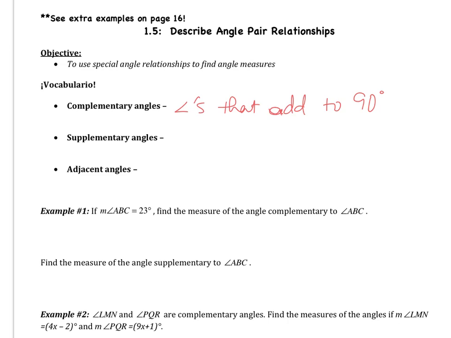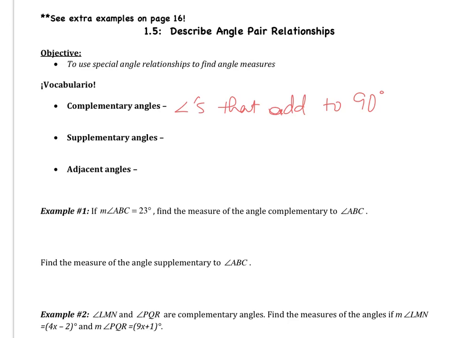Okay? All right? So yesterday we talked about the idea of acute angles, which are less than 90 degrees. So is it possible for an obtuse angle and an acute angle to add up to be 90 degrees? No. Okay, so think about that. All right, so moving on.